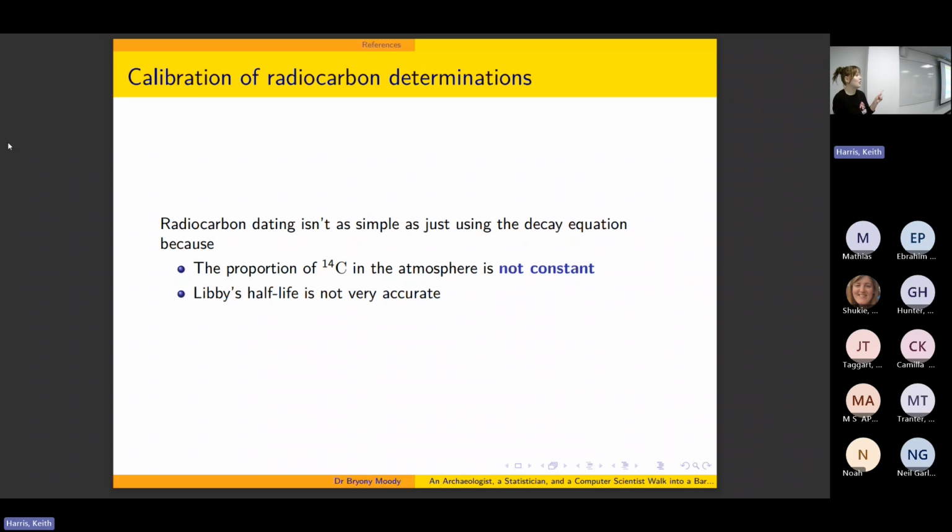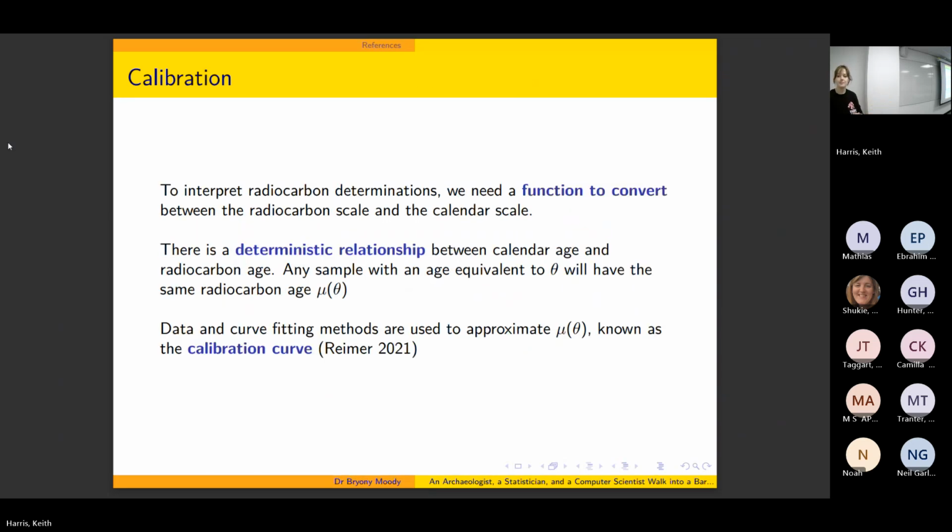Now, he was really wrong about the constant radiocarbon in the atmosphere and biosphere over time. That's okay, because statisticians come in to save the day later on, spoiler. His half-life also isn't super accurate. That's not the end of the world, because you can make an adjustment for that, because it's just one value that's wrong, and it's wrong for all values. So the second one's not so much of a problem. The first one, huge problem, and we need to do something about it.